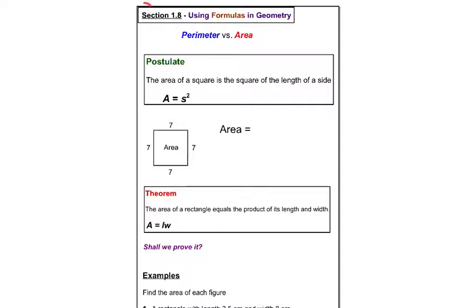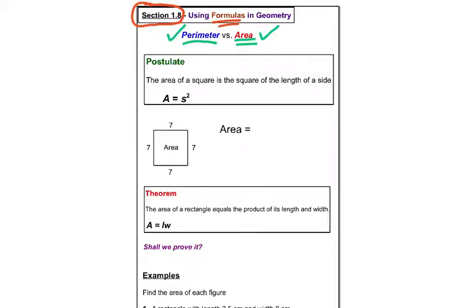This is section 1.8, where we bring back a lot of old familiar formulas of different shapes and geometry. Specifically today we're going to talk about the perimeter, which is the distance all around a certain shape, and the area, which is basically the amount of the shaded region inside of a shape. So we'll be talking about outside with perimeter and inside with area. A lot of these are probably a review, but if not, good, new stuff today.